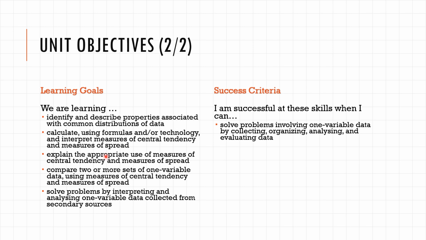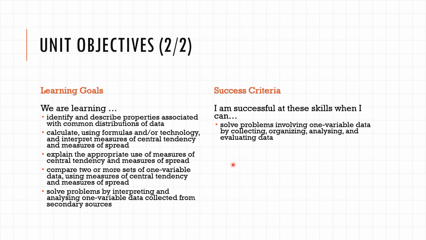We explained when is the best use of a certain measure of central tendency and when is the best use of spread. We also compared two or more different data sets of one variable data, and we compared those using the measures of central tendency and the measure of spread. We compared the mean of two different data sets, the standard deviation, the spread, all sorts of things. And finally, we learned how to solve problems by taking that data, interpreting it, and analyzing it if we get it from a secondary source, not necessarily data that we've collected ourselves.